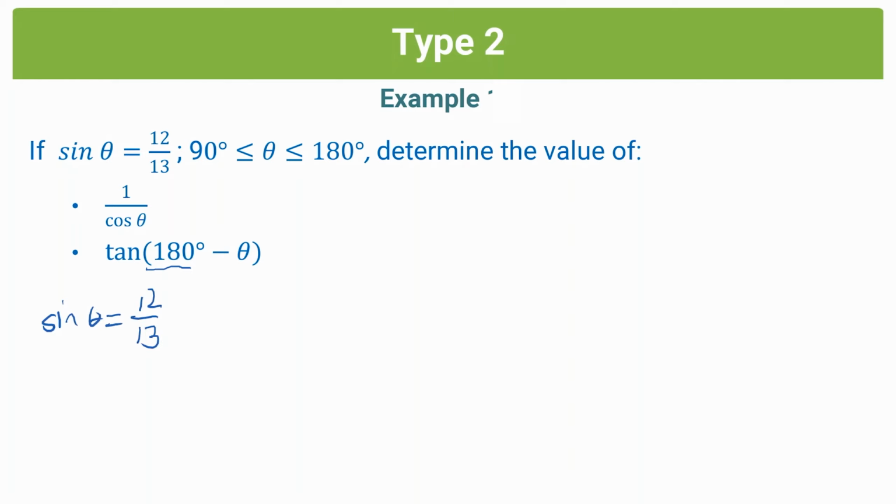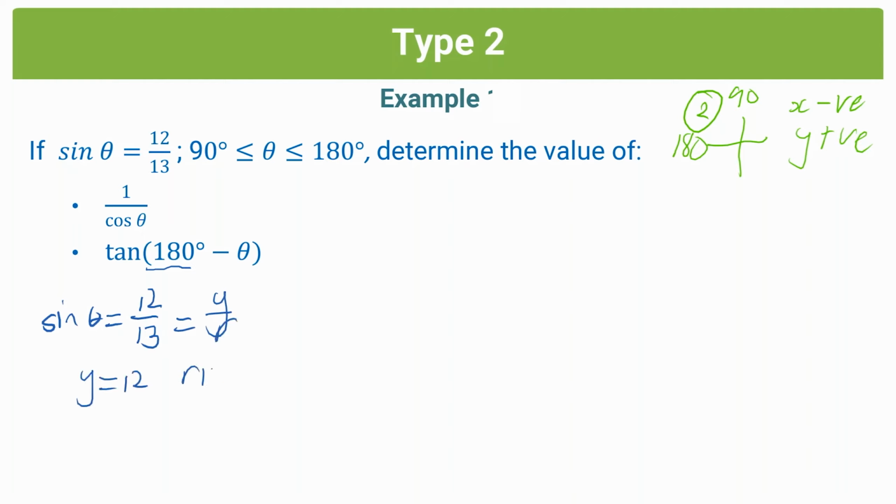We can take a look at what quadrants we'd be working with. We know that theta is between 90 and 180, so we must be working in quadrant 2, where x is negative and y is positive, right? So the next step is to put in our definition for sine, which is y over r, and extract y as 12 and r as 13.